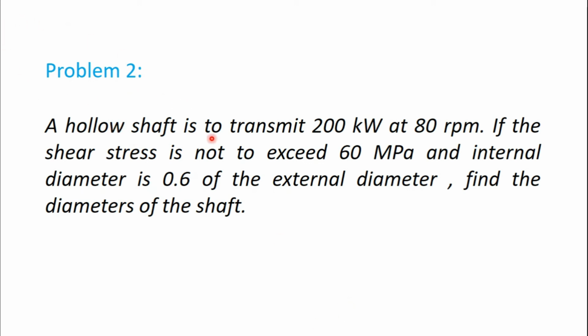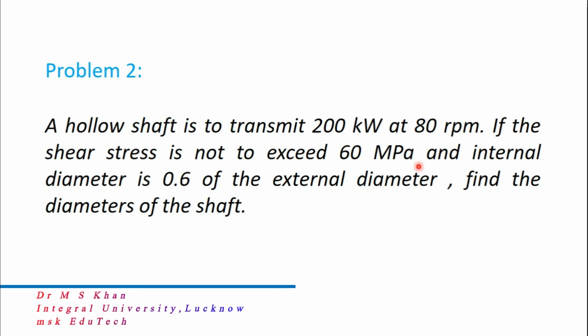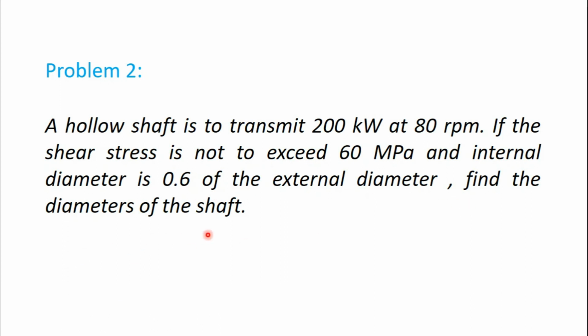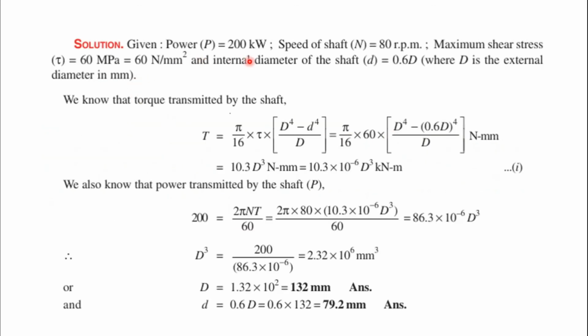Problem number 2. A hollow shaft is to transmit 200 kilowatt at 80 rpm. If the shear stress is not to exceed 60 megapascal and the internal diameter is 0.6 times the external diameter, find the diameter of the shaft. Power is given as 200 kilowatt, the speed of the shaft is 80 rpm, maximum shear stress tau equals 60 megapascal, which is again converted into 60 Newton per mm square. We know that 1 megapascal equals 1 Newton per mm square, and internal diameter small d is 0.6 times capital D, where D is the external diameter.